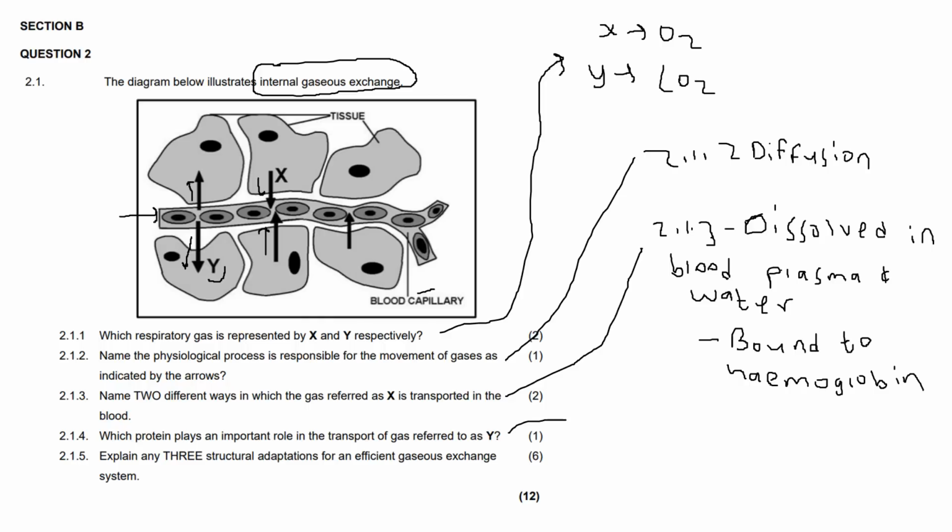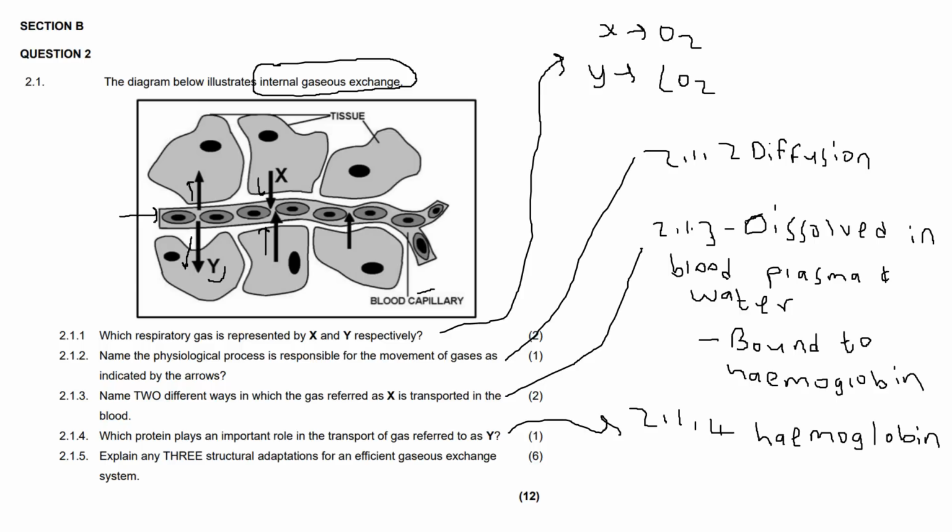Then now we're going to 2.1.4. They're asking us which protein plays an important role in the transport of gas, which is CO2. The protein that will be playing a very important role there is hemoglobin, because hemoglobin is a protein. So hemoglobin is the protein that will be binding CO2. So that will be that.